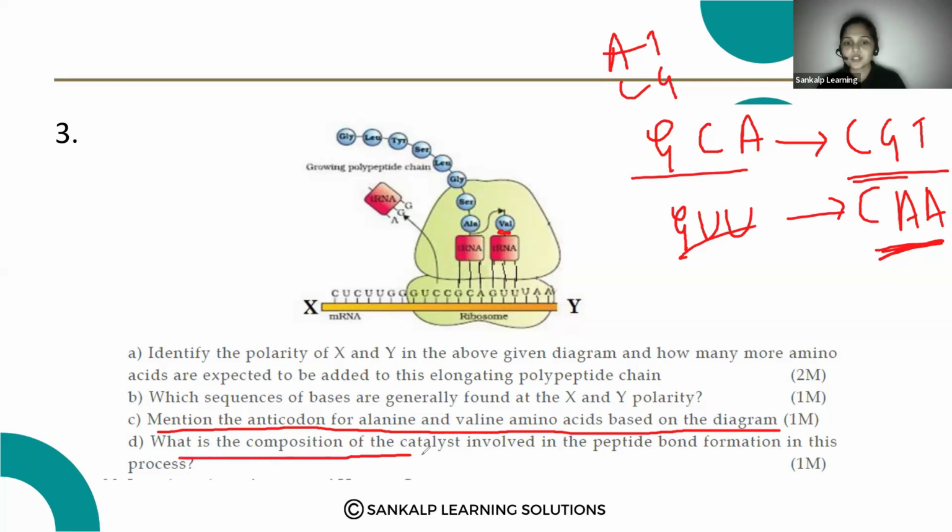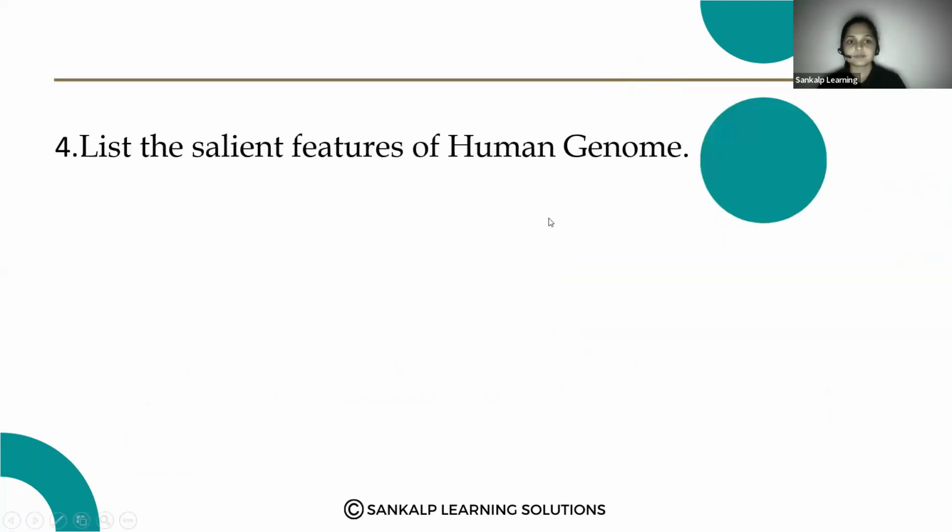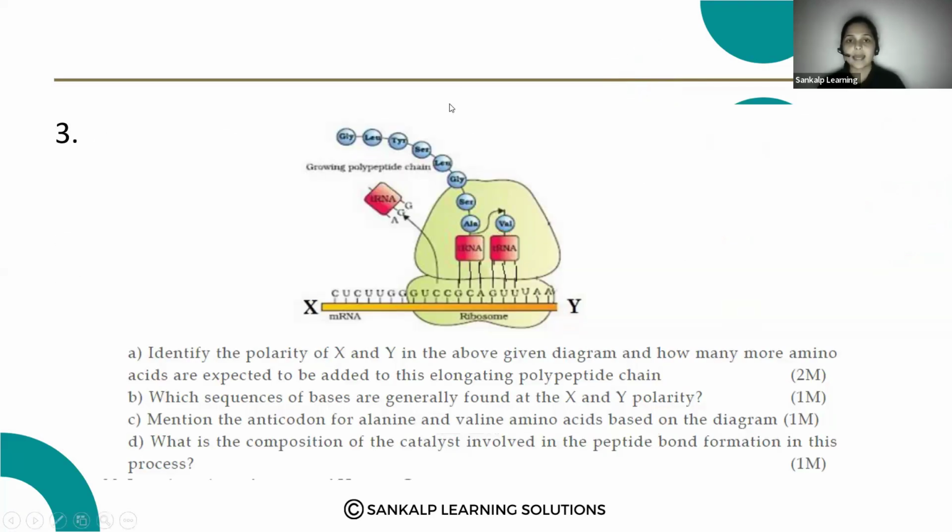What is the composition of the catalyst involved in the peptide bond formation in this process? So here these are the amino acids. So these amino acids are joined by the peptide bond, right? In the peptide bond, they get joined. Here, the enzyme that binds this amino acid, the enzyme which helps to bind the amino acids, you have to find out for this question.